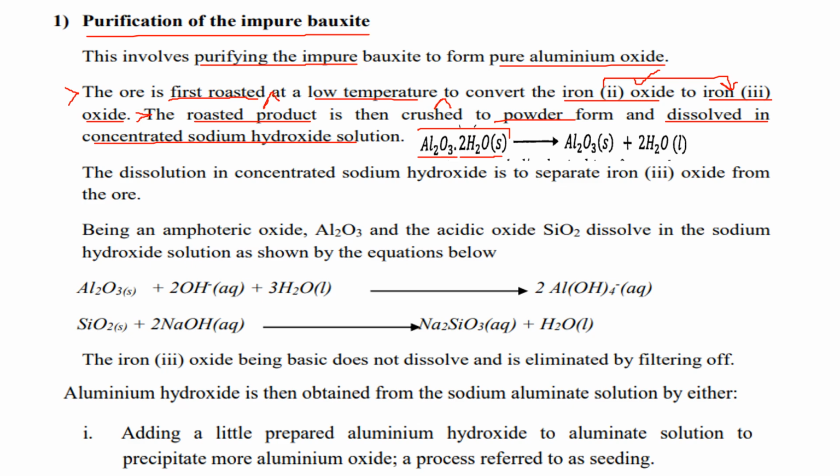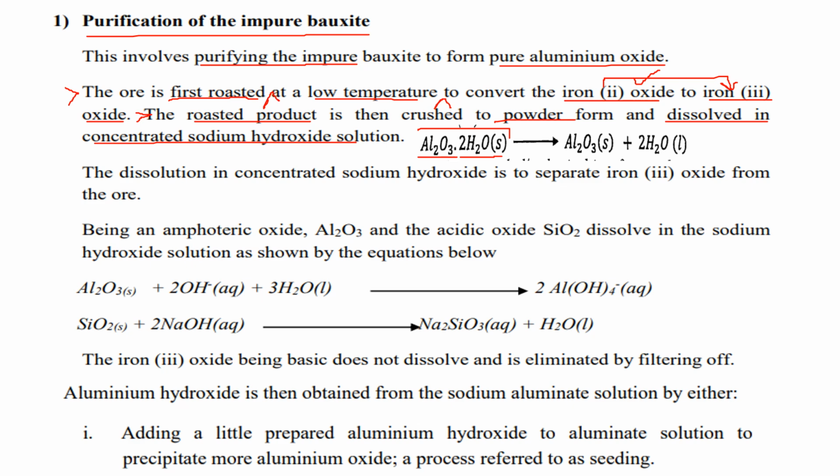Now you realize that dissolution in concentrated sodium hydroxide simply means that the components that are either amphoteric or acidic are the ones to dissolve, whereas those that are basic won't dissolve. If you look at iron 3 oxide and compare it with aluminium oxide, aluminium oxide is amphoteric and iron 3 oxide is basic. So that means that iron 3 oxide will remain undissolved, and we shall filter and eliminate it.